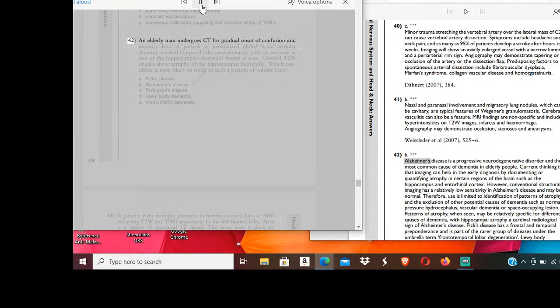42. An elderly man undergoes CT for gradual onset of confusion and memory loss. A pattern of generalized global brain atrophy showing marked temporal lobe predominance with an increase in size of the hippocampal choroidal fissure is seen. Coronal T2W images show atrophy of the hippocampus bilaterally. Which condition is most likely to result in such a pattern of volume loss? A. Pick's disease. B. Alzheimer's disease. C. Parkinson's disease. D. Lewy body dementia. E. Multi-infarct dementia.